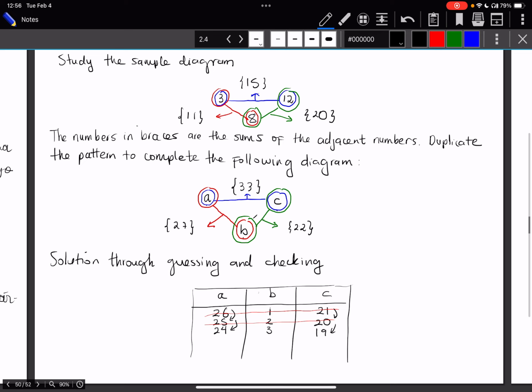24 plus 3 gives us 27. 3 plus 19 gives us the 22. But then when we add A and C, 24, right here, plus 19, that's definitely larger than 33. So that combination is not going to work. And we continue like this. It turns out that after several attempts, we make it to an answer.